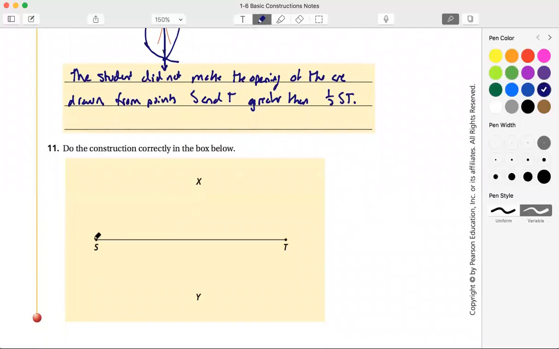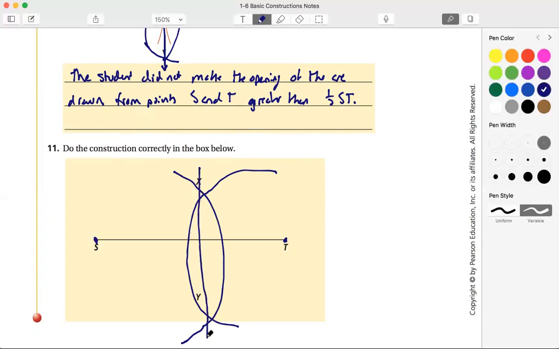Step 1, draw a compass here. Make sure the compass setting is greater than half. And we will go ahead and draw an arc with my compass. Same setting on T now. Draw another arc that intersects. And then connect the intersection points. If I did this correctly, this would be the perpendicular bisector.